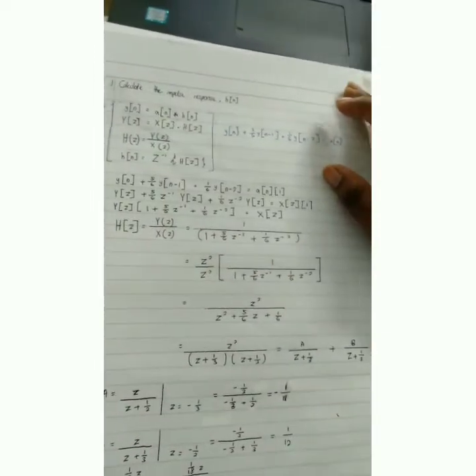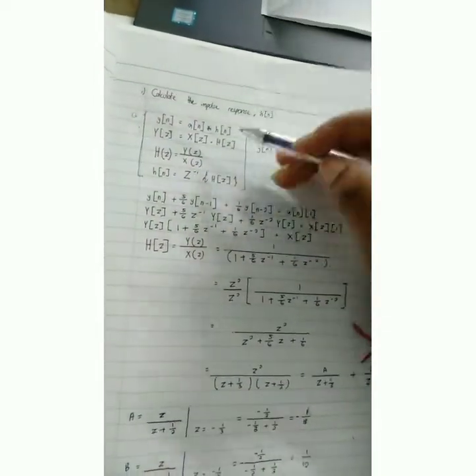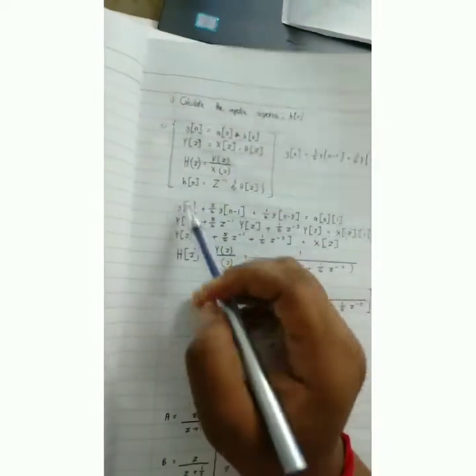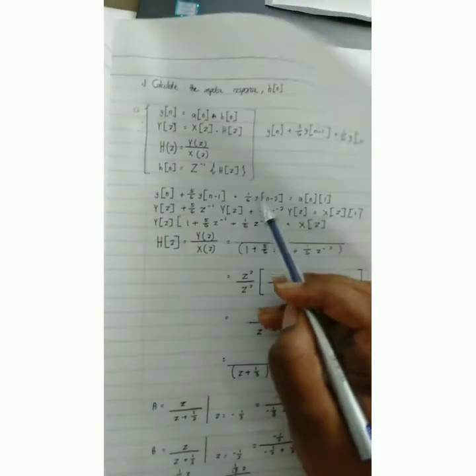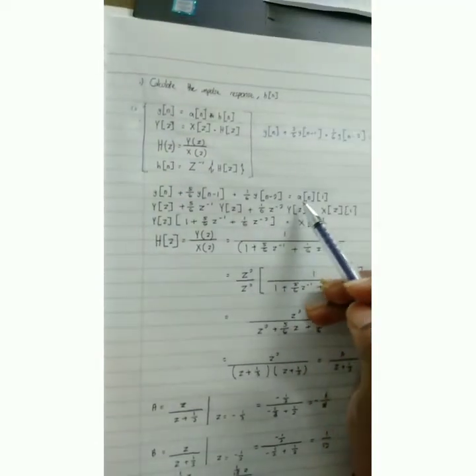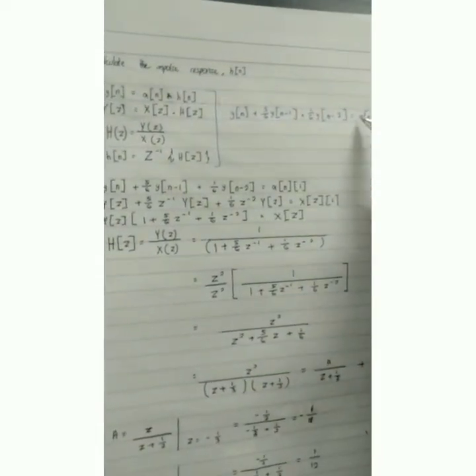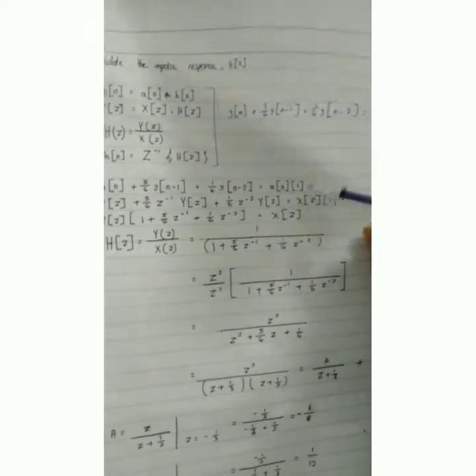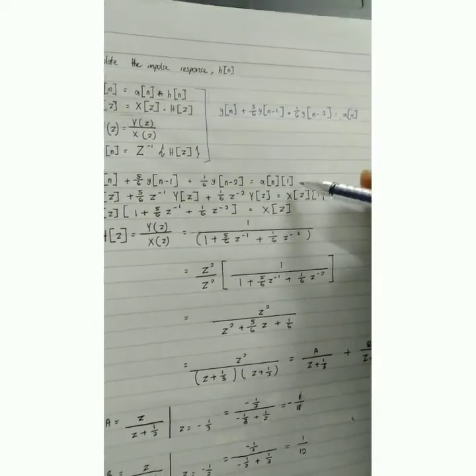Before we start this question, we should write down the formula. Here are the important formulas for this question. First step is to write down the question: y[n] plus 5 over 6 y[n minus 1] plus 1 over 6 y[n minus 2] equal to x[n]. Why do we have 1 here? If we don't have any value in front of x, we should put 1 here. For example, if we have 2x here, we should write 2 here.